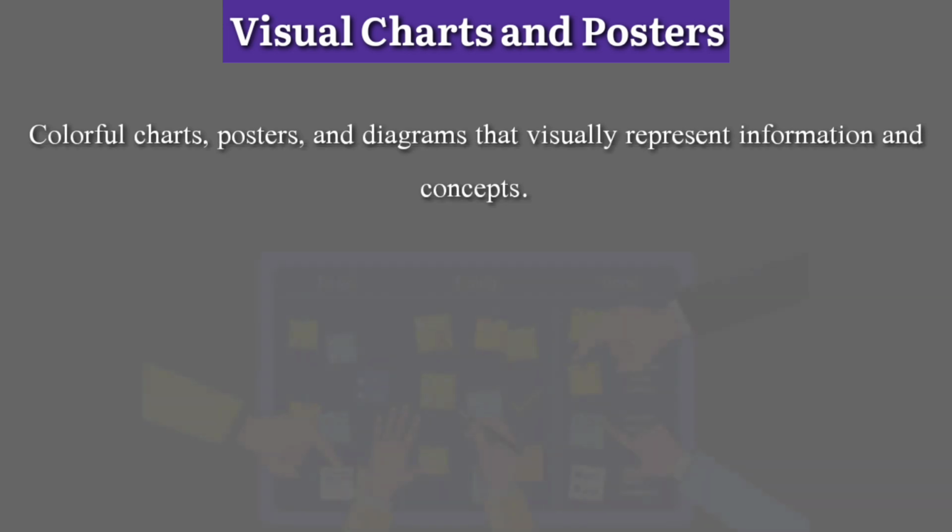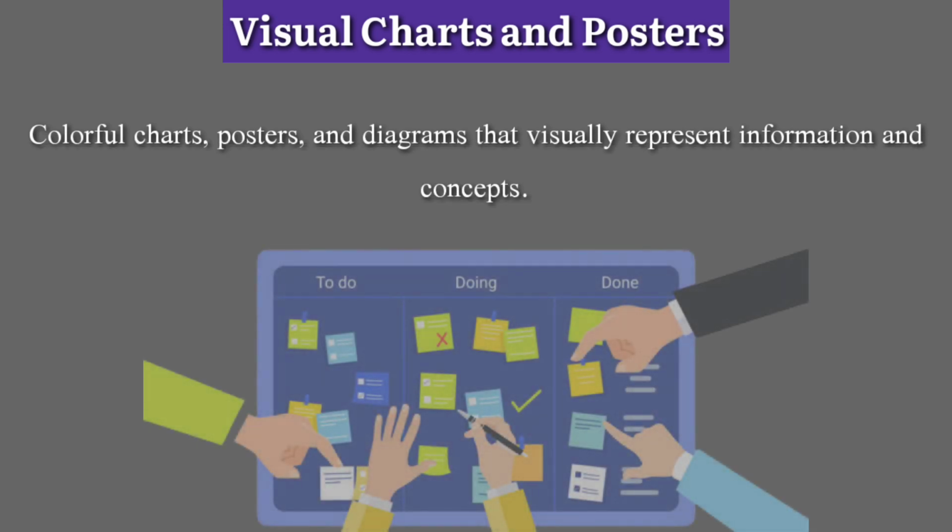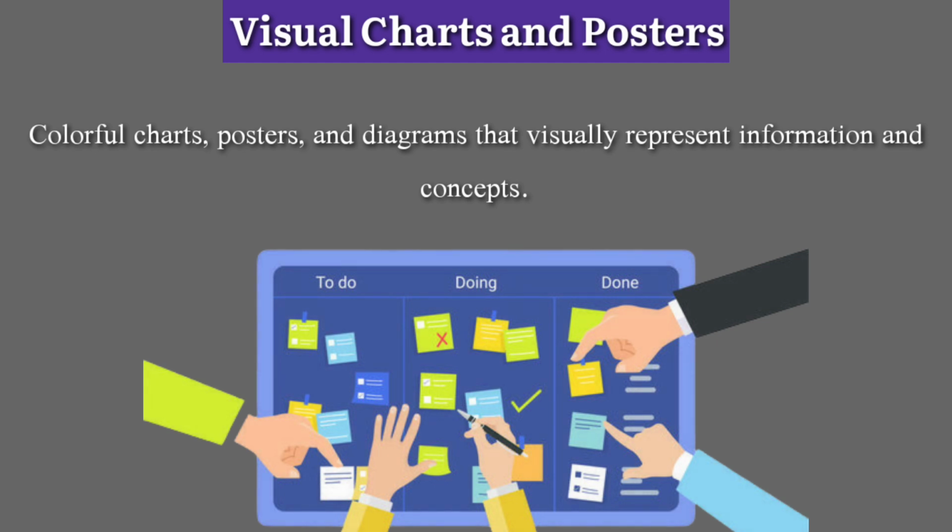The next one is visual charts and posters. Colorful charts, posters, and diagrams that visually represent information and concepts. Visual charts and posters are the information that you display inside the classroom. This information may be in text form, in visual form, in the form of pictures, or in the form of art.